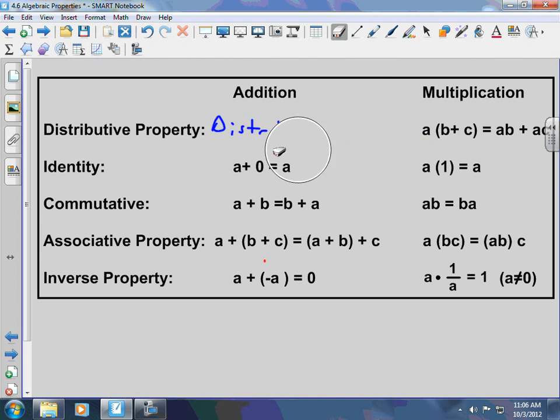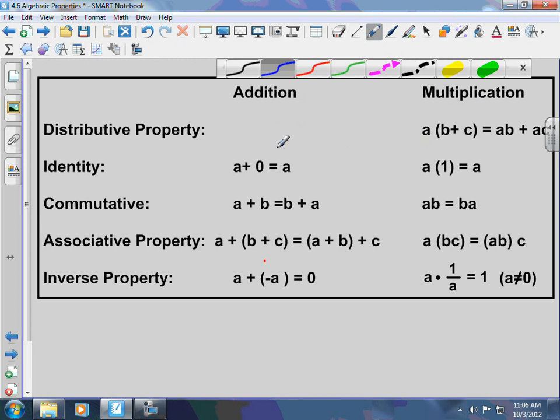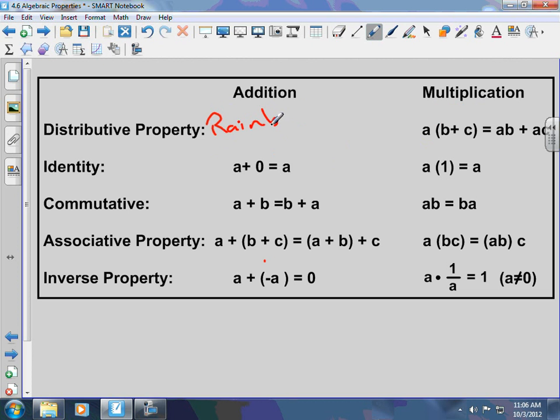You guys have always been told rainbows, right? With distributive property, you're told, write the rainbows. So your memory technique probably is rainbow. Here's your rainbows. So go ahead, after distributive property, write rainbow, and then draw in your rainbows. That's how you're going to remember distributive property.